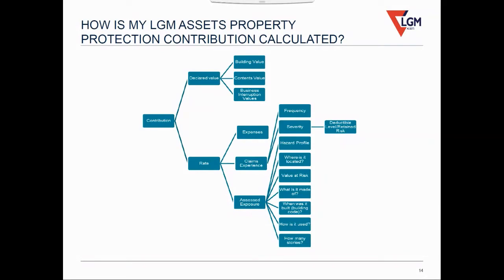And then your rate is a function of exposure, expenses, and claims experience, so how have the things performed, and the reason we look at that is, past history is often a reasonable indicator of what future performance might look like. And then we look at assessed exposure. So, what is the frequency of events? How are those sorts of things playing out over time?